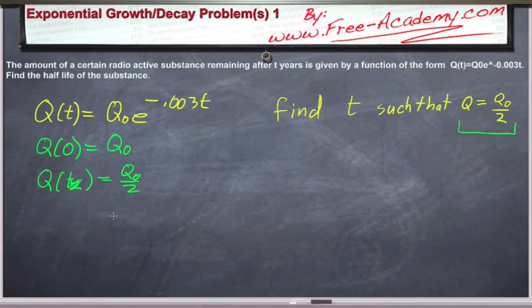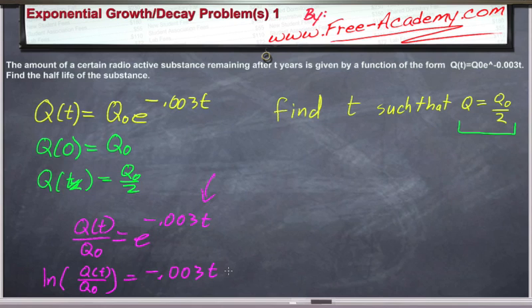To actually solve this problem, let's divide both sides by q naught, so we get q of t divided by q naught is equal to e to the negative 0.003 t. Now, finding something when it's in an exponential is quite the pain. Fortunately, we have a trick. We can take the logarithm of both sides, and because this is exponential, we'll take the natural logarithm, so it has the appropriate base. So we'll have ln of q of t divided by q naught is equal to negative 0.003 t.